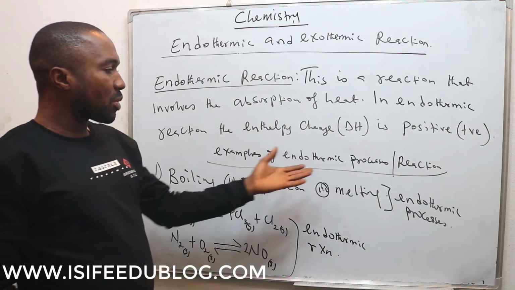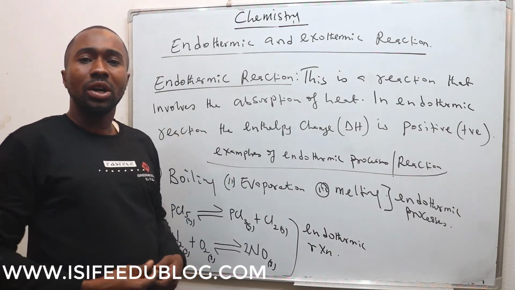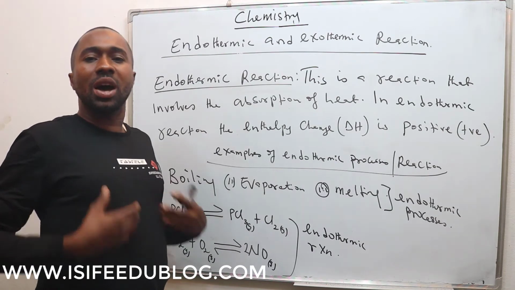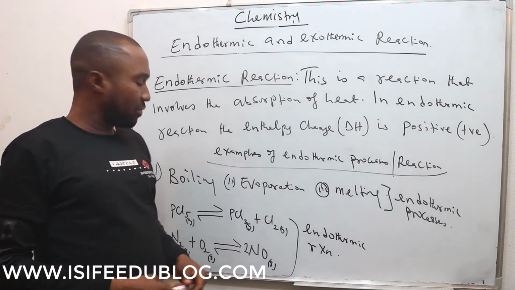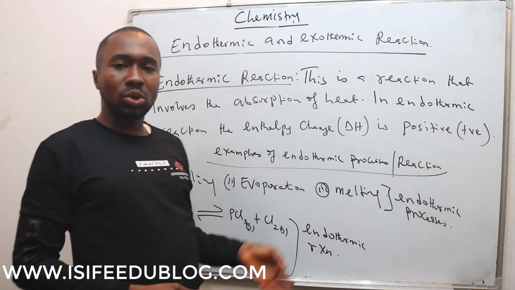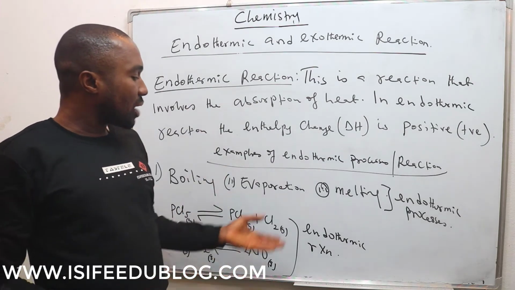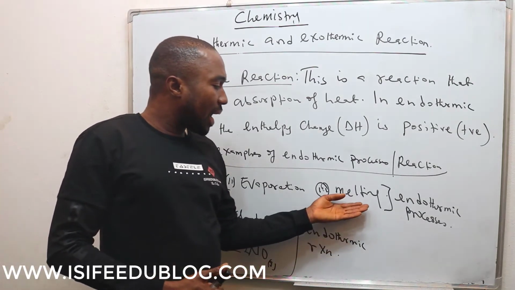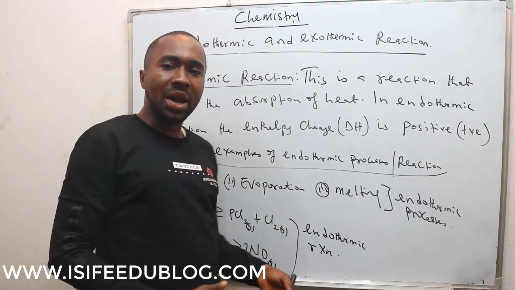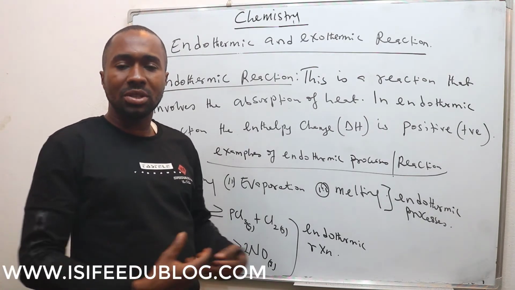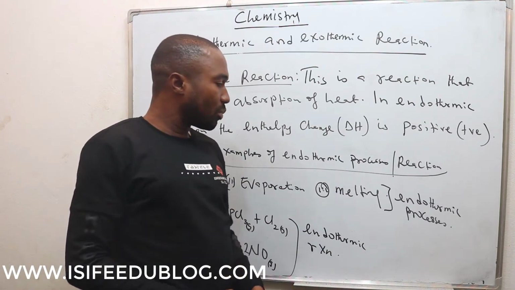Examples of endothermic processes or reaction. One of them is boiling. When you supply heat to water, you discover that the water will absorb the heat and there will be a change of state. It will move from liquid state to vapor phase. Then evaporation is also another example of endothermic reaction, because heat is being supplied. And again, melting of ice. If you have an ice block and you supply heat to the ice, once the ice absorbs the heat, there will be a change of state from solid state to liquid state.